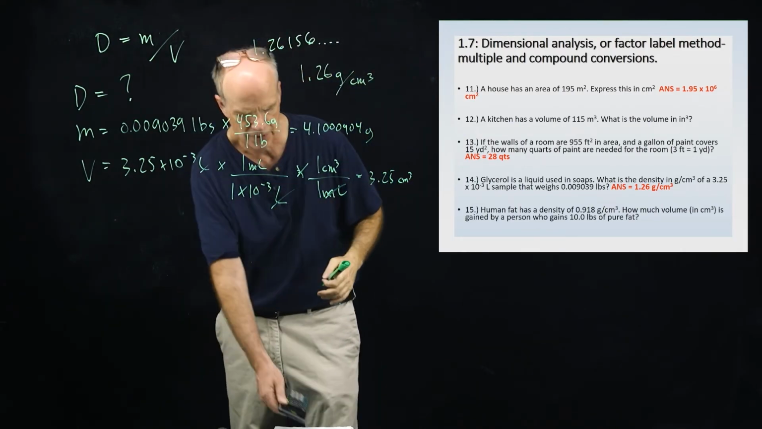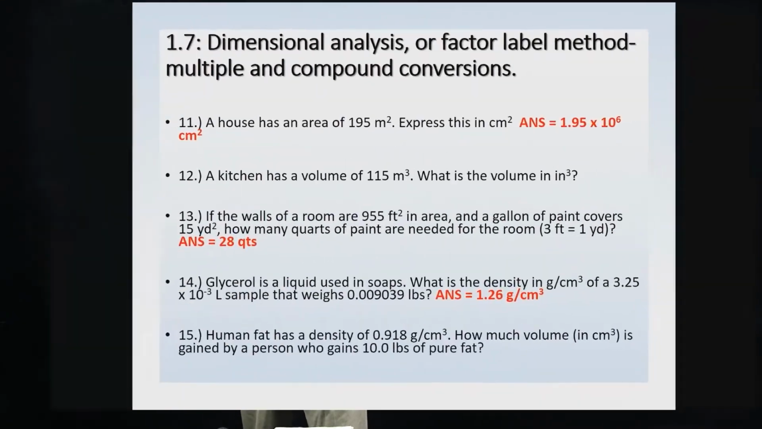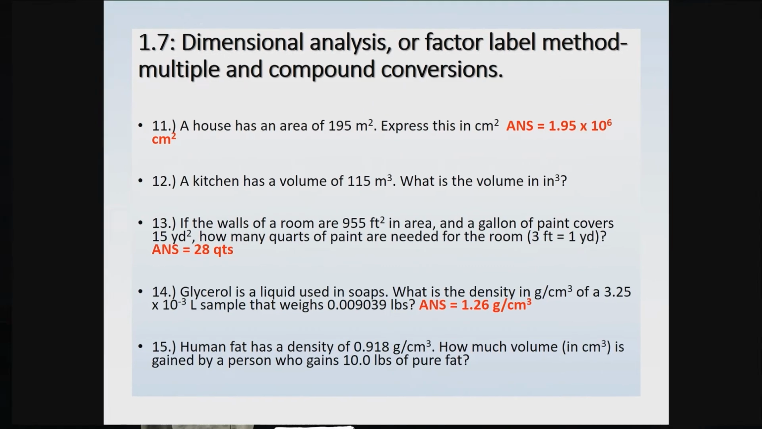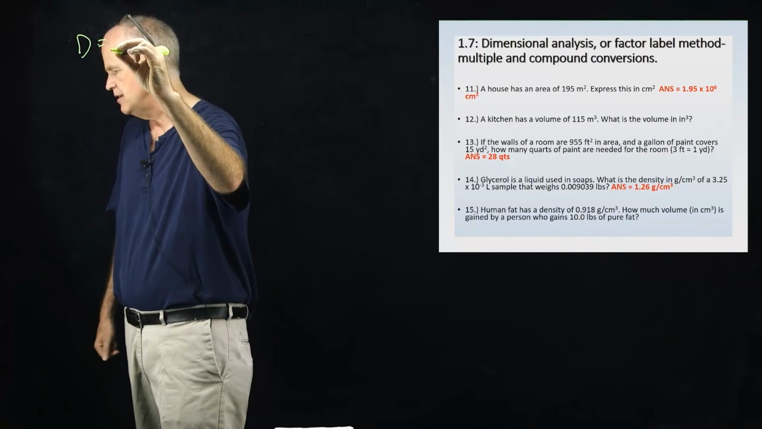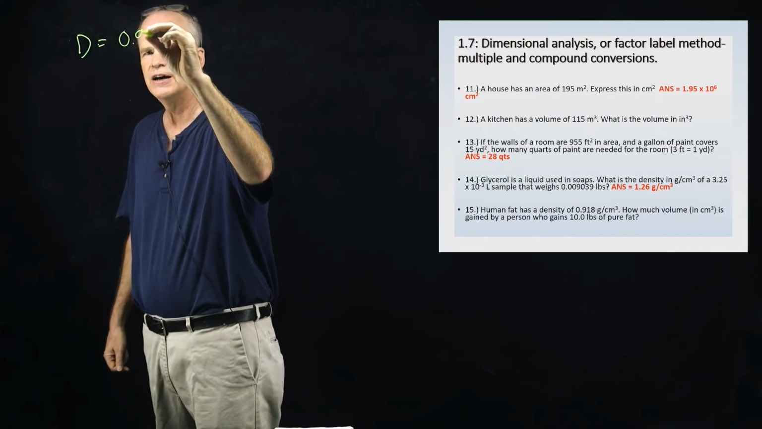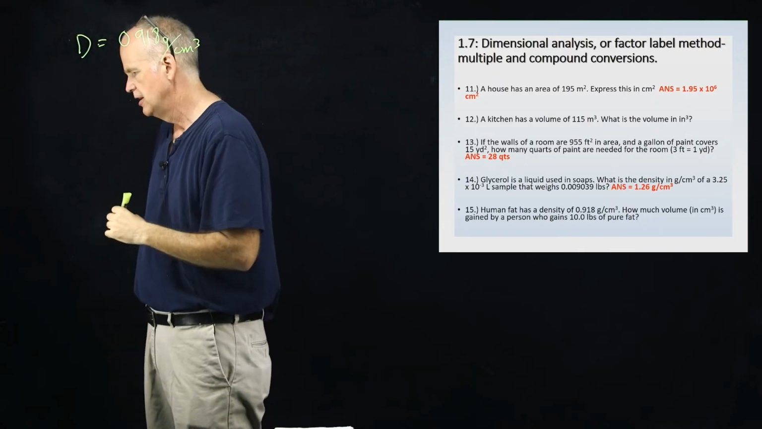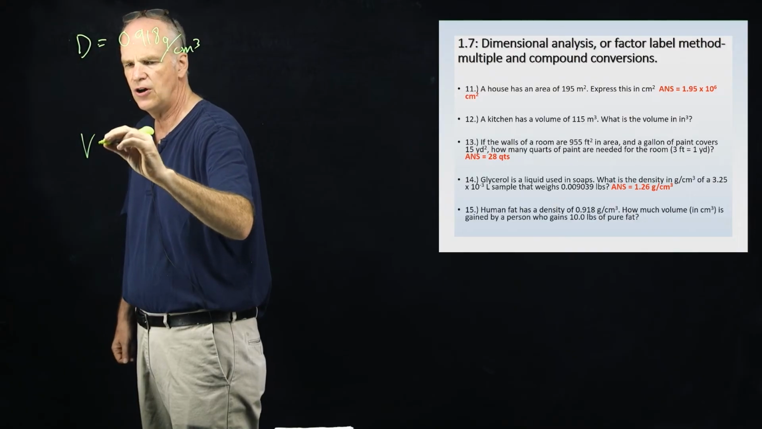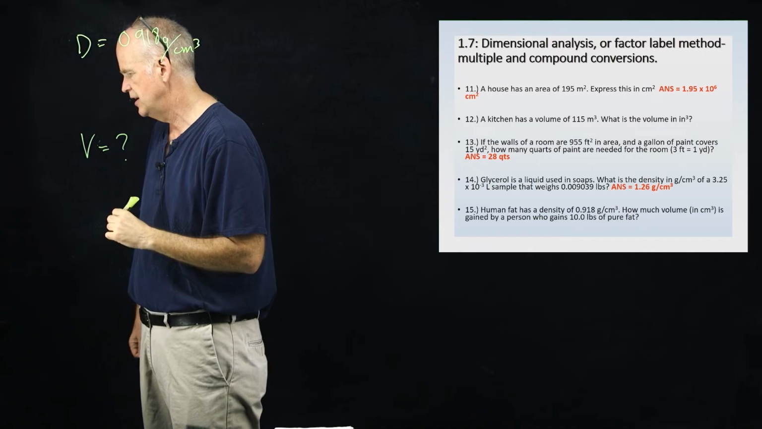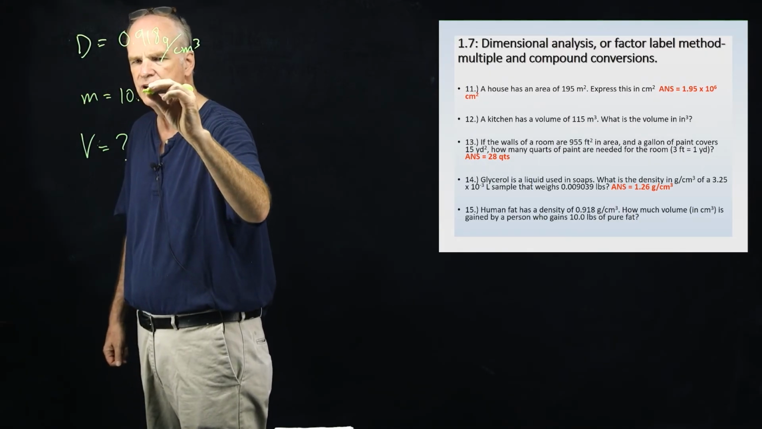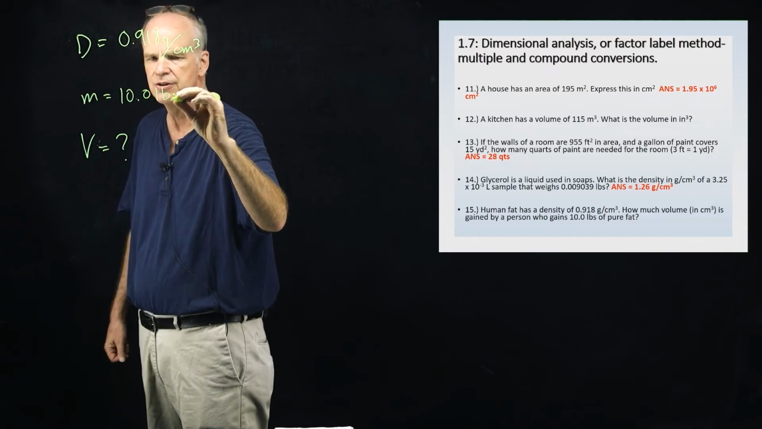Okay, let's do one more problem, and I'm going to switch pens. This is another density problem. So I'm going to go ahead and assign variables, and let's just see where we're at. D is going to be 0.918 grams per centimeters cubed. We're trying to find volume, apparently. And then here we're given the mass, which is 10.0 pounds.